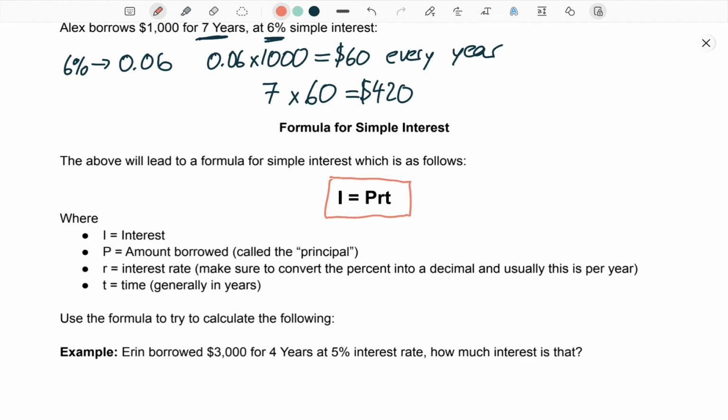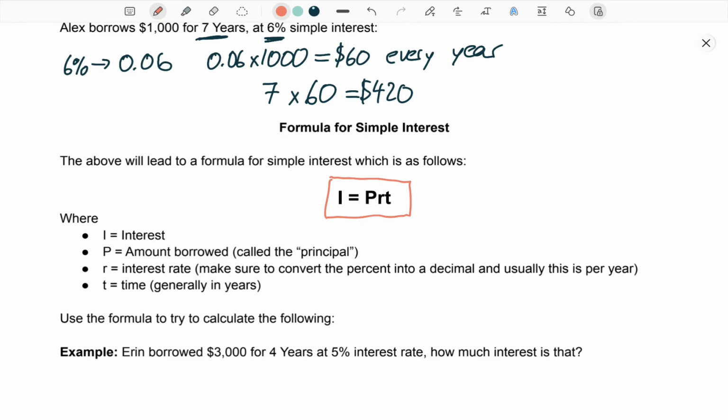And how you're going to do that is you take the original amount, so that's your P value, and that stands for principal. So principal just means the original amount or the amount borrowed. Then you multiply that by the interest rate, and we need to make sure you have that interest rate as a decimal. So usually it's given to us as a percent, convert it to a decimal. And the last part is T. So that's the time. Usually we're looking at years in the examples that we're going to do.